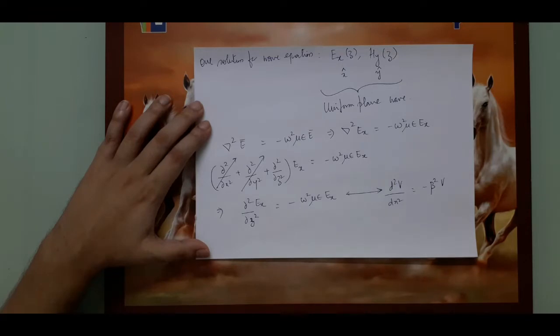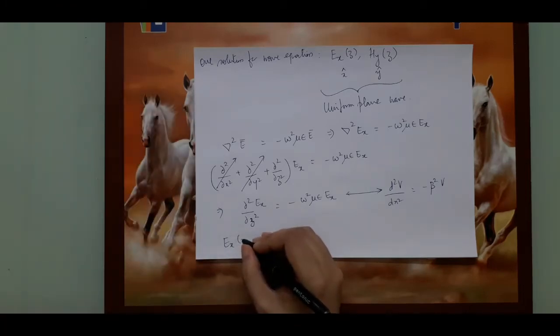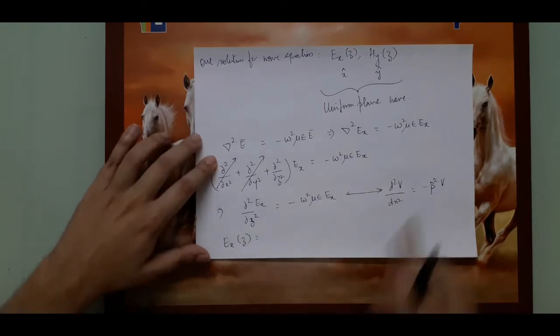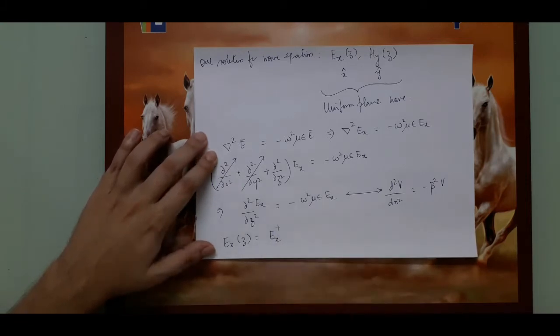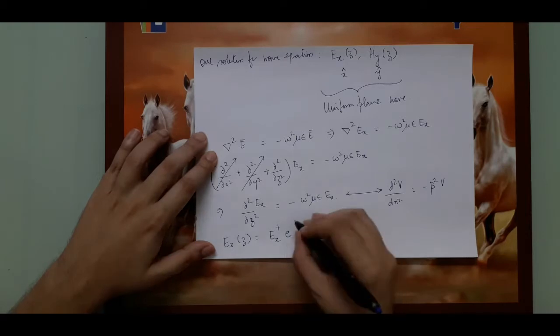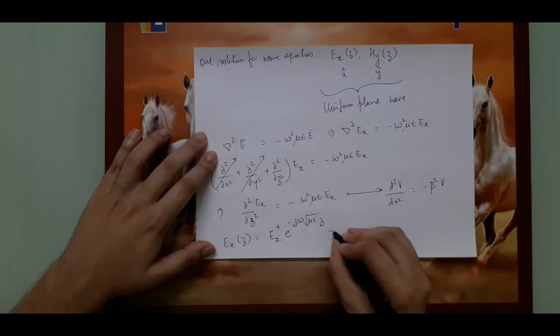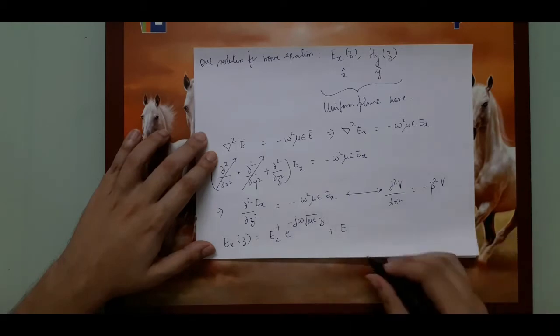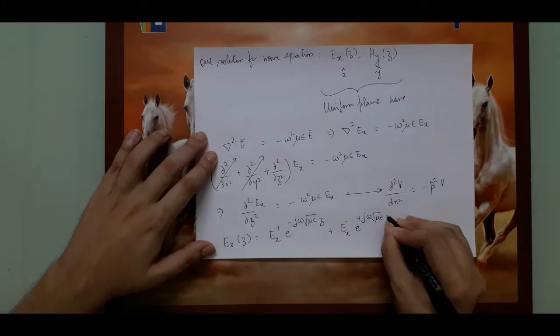So these two are now all but identical. So I can say Ex as a function of z, using a solution which is very similar for this differential equation, is nothing but some Ex plus times e raised to minus j omega under root mu epsilon times z, plus Ex minus e raised to plus j omega under root mu epsilon times z.